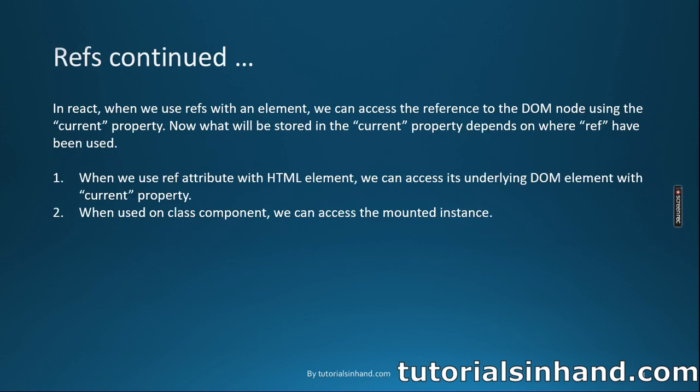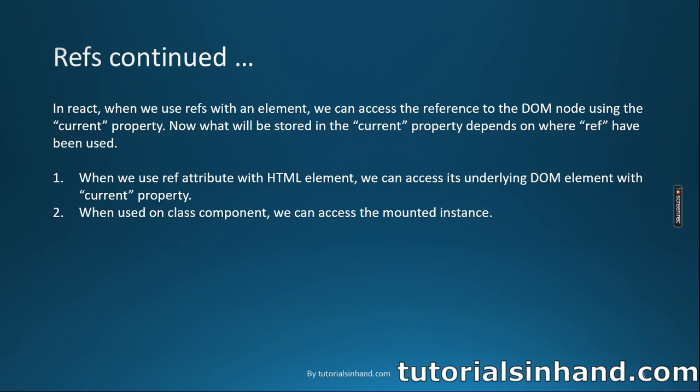Okay. In React, when we use refs with an element, we can access the reference to the DOM node using the current property. So remember this one thing which I am going to tell you now. Whenever you point to any DOM node using the refs in React, you get access to a property known as current. That basically helps you to reference the DOM node particularly and to manipulate it or focus on it, as we are slowly going to learn.